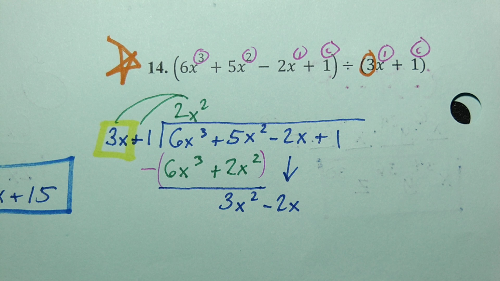Remainder should be 2, but it's not enough just to find the remainder. You have to write your final answer as plus the remainder over the divisor.